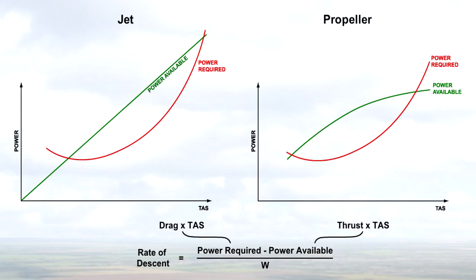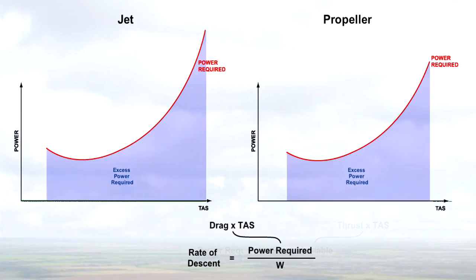Shown here are the power required and power available curves for both the jet and propeller aeroplane. The areas beneath the power required curves but above the power available curves represent the excess power required and are highlighted in light blue. In order to create the conditions of the greatest excess of power required, power available must be reduced to nil, as shown here. Notice that the blue areas of excess power required are now as large as possible.